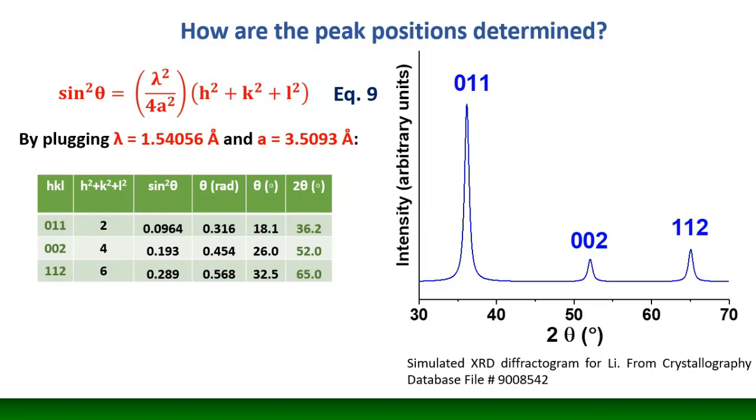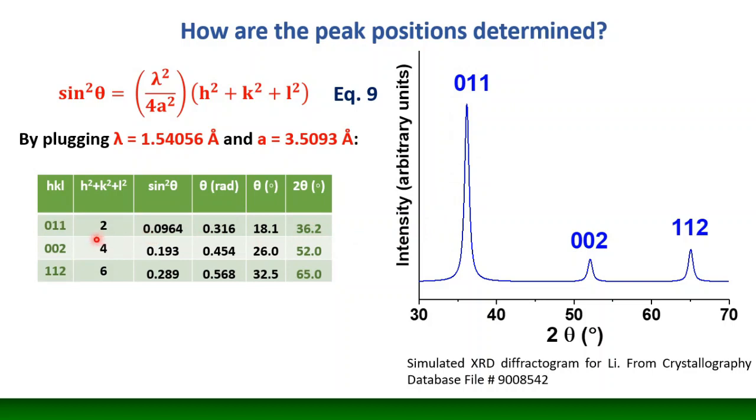equal to 2, okay? Then plugging those values in equation 9, that's going to give a sine squared equal to 0.0964. If you take the square root of the sine squared and then apply the arcsine function, you're going to find that we have a theta angle in radians equal to 0.31. Converted to degrees, that corresponds to an angle of 18.1 degrees. And if we multiply by 2, we have 2 theta equal to 36.2 degrees. So exactly around where you observe the peak here.